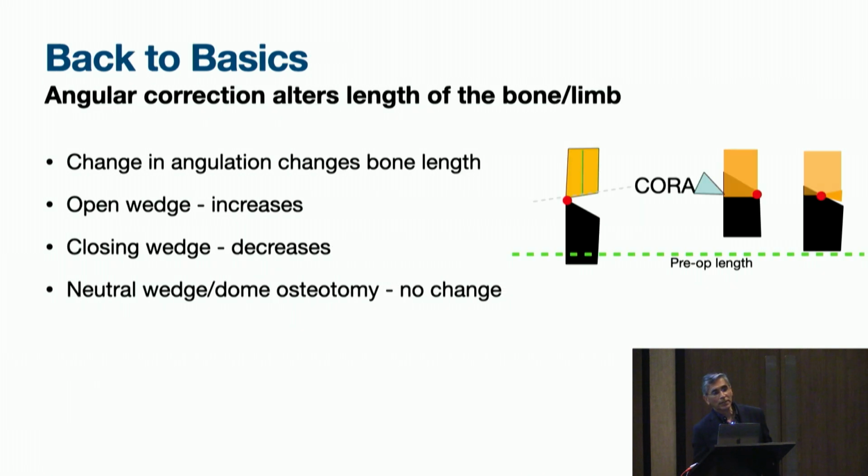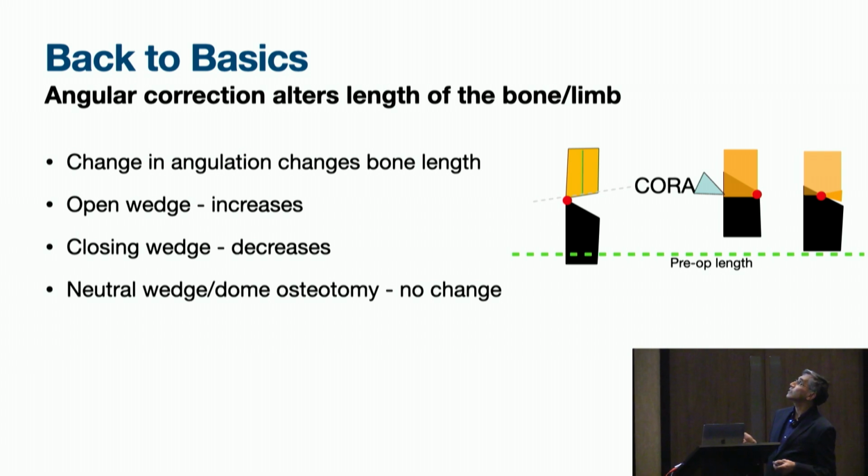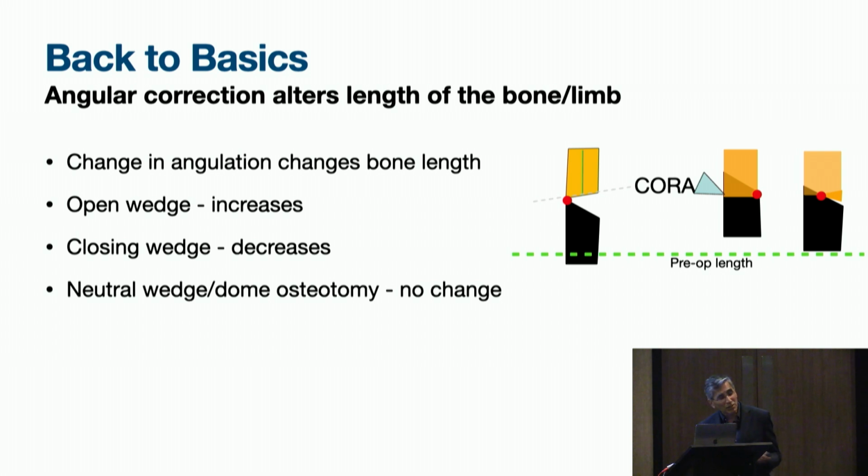Let's get back to basics. What does angular correction do? It does alter the length depending upon what you do. So this is an opening wedge, this closing wedge reduces the length, and this is the neutral wedge, where you can adjust, minimize the length changes, but improve or maximize your angular correction. So if, let's say, this is a 15 degree or 15 millimeter base angle, you can cut half and half and swap over. We'll show you some examples of that.